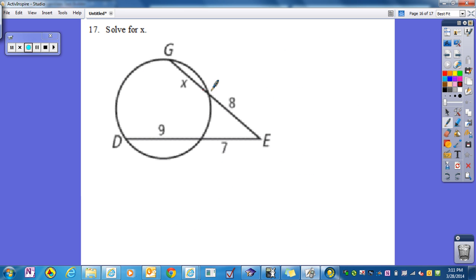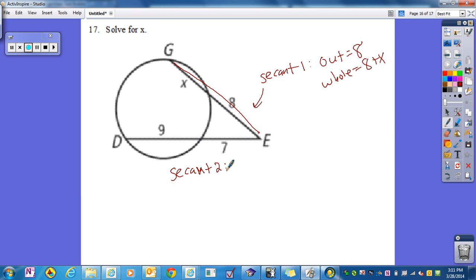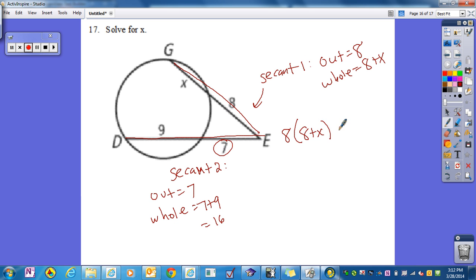Alright, then on number 17, again, this time we have two secants. And anytime you use secants, you have to have the outside and the whole thing. So for secant 1, we have the outside is 8. And then we have that the whole thing is all of this, which is 8 plus x. For secant 2, we have that the outside is 7. And then we have that the whole thing is all of this, which is 7 plus 9, which equals 16. So when we do secant 1, we do the outside times the whole thing. Set it equal to secant 2, the outside times the whole thing.